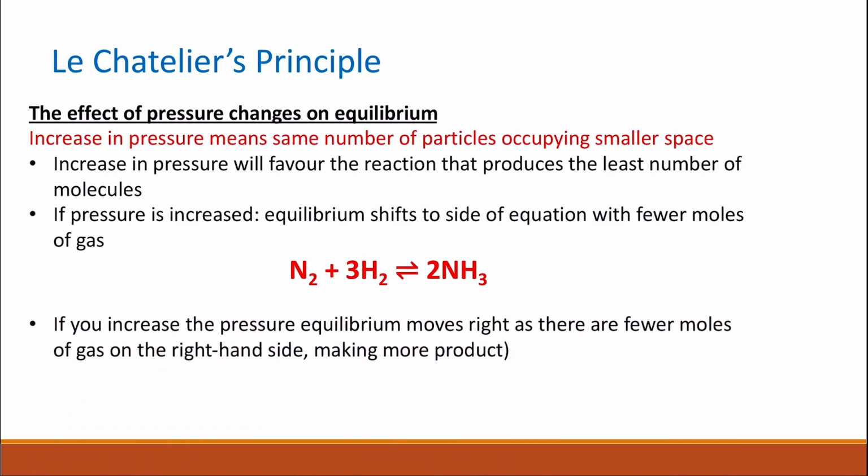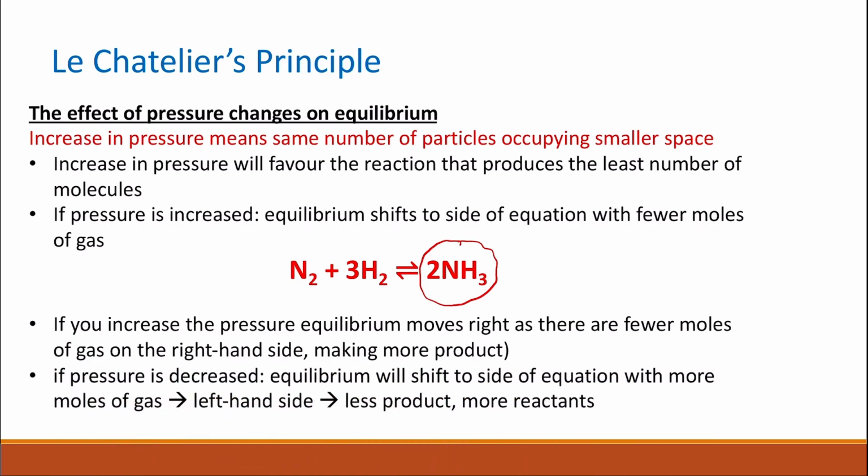If the pressure is increased, the equilibrium will shift to the side of the equation where fewer moles of gas are produced. So if you increase the pressure, equilibrium in this case will move to the right because there is the least number of moles on the product side. So more products will be produced in this case. And if the pressure is decreased, the equilibrium will shift to the side of the equation where more moles of gas are produced, meaning more of the reactants. So we're going to have less of the product and less yield.